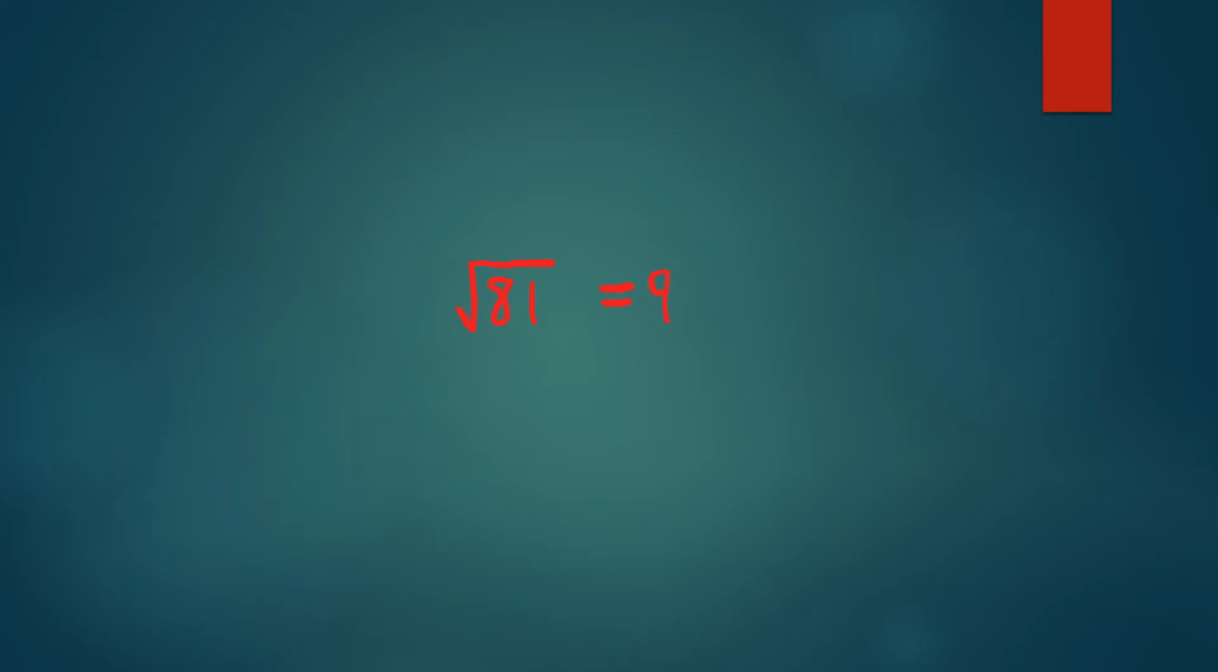The square root of 81 is 9. Why is that? Well, because 9 times 9 equals 81. 9 times 9 equals 81. So the square root of 81 is 9.